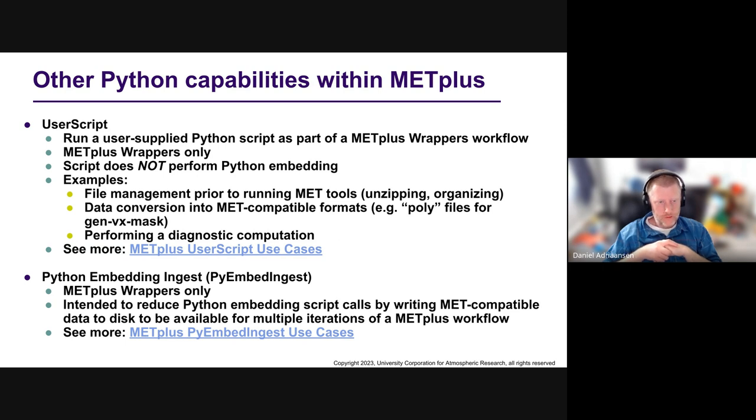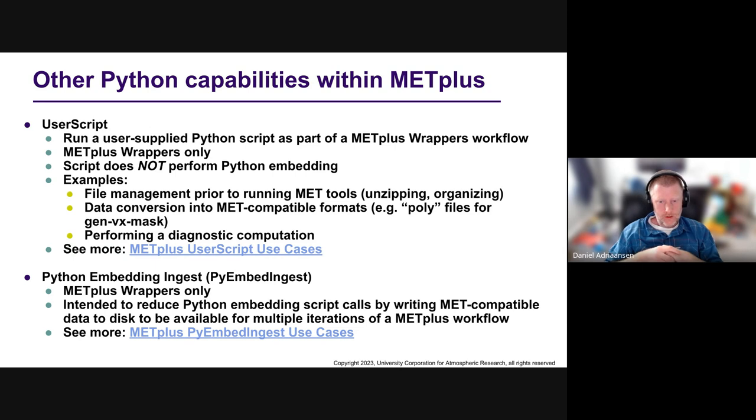So the first is called user script. And I just provide a general description of these. There's not a lot of details here, so I'd refer you to the user guide for METplus wrappers. But the user script allows a user to run their own Python script as part of a METplus wrappers workflow. The script does not perform Python embedding. That's not the intent here. But some examples might be file management prior to running MET tools. Like, let's say you needed to unzip data files or move data files from one directory to another, something like that, could be done with a user script.